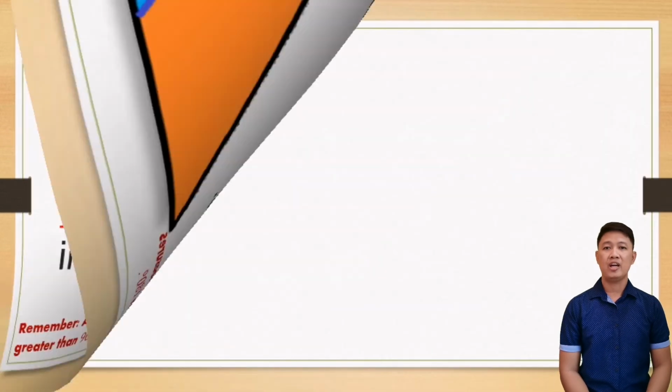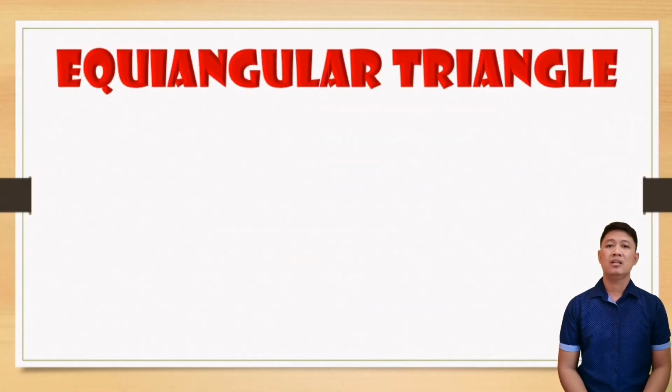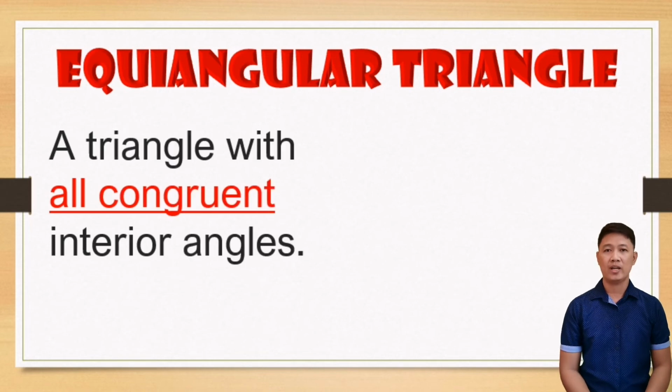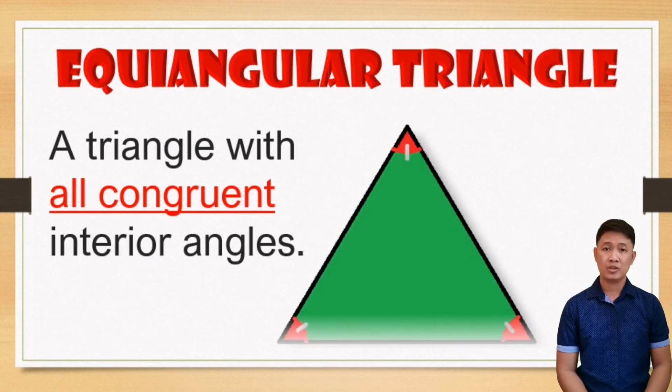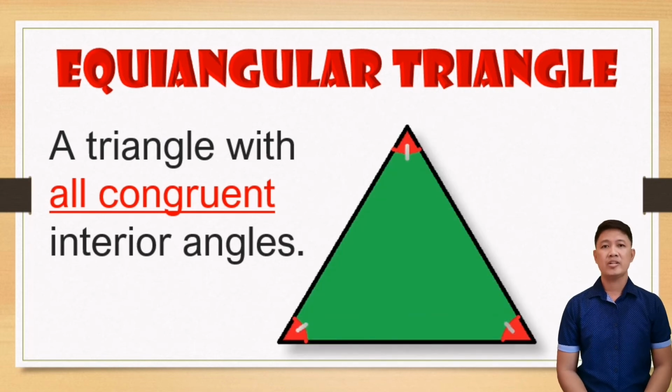And the last classification of a triangle based on the measures of the interior angles is the equiangular triangle. An equiangular triangle is a triangle with three congruent angles. The picture shows a triangle whose three interior angles have the same measures based on the markings. This is an example of an equiangular triangle.